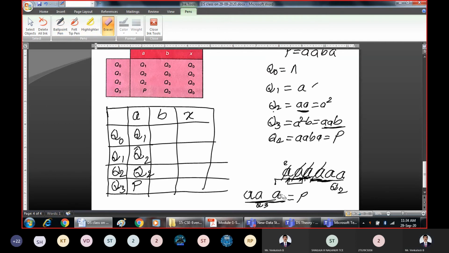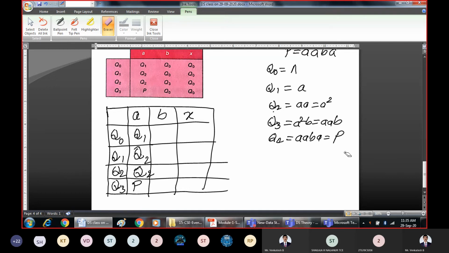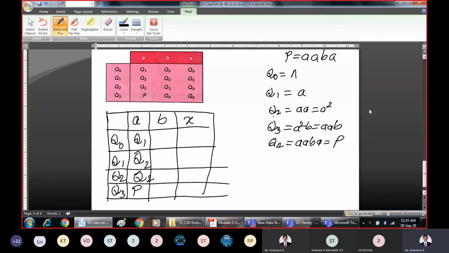I'll erase all these patterns. Yes, let us study the second column, how it is constructed. When you are at Q naught, what is the meaning of Q naught? Q naught means null, there are no characters. We have not yet read any of the characters.